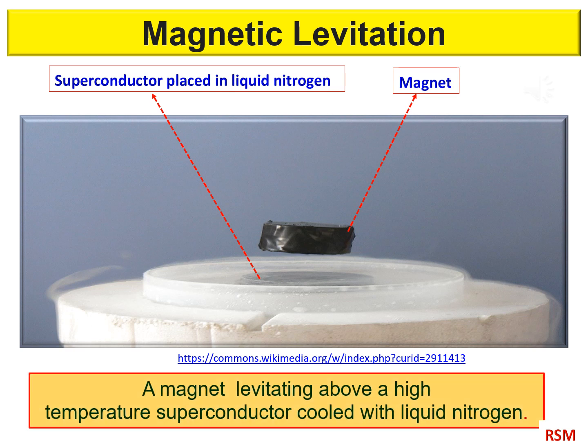This photo shows a magnetic levitation based on Meissner effect, that is a magnet levitating above a high-temperature superconductor cooled with liquid nitrogen.